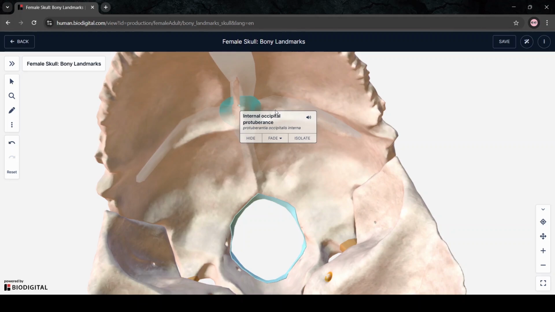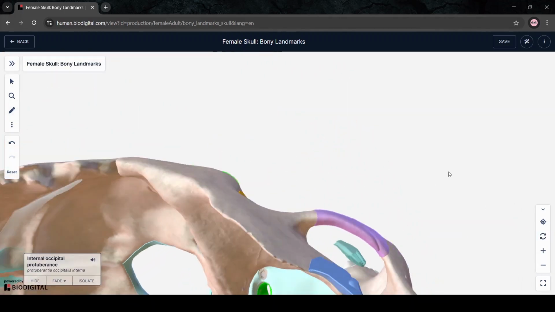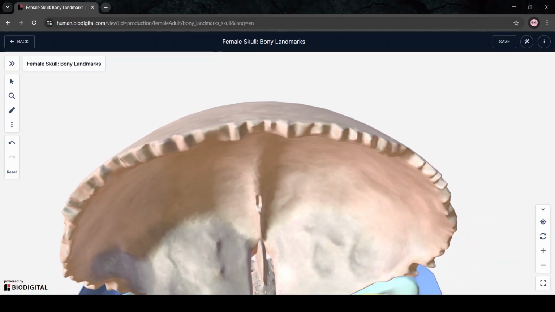Again, I want you guys to remember on the external surface of the occipital bone, we have the external occipital protuberance. Here we have the internal occipital protuberance. Fair enough? So, what else do we have? Oh, yeah. Let me just turn it around. I need to go backwards, that's why.